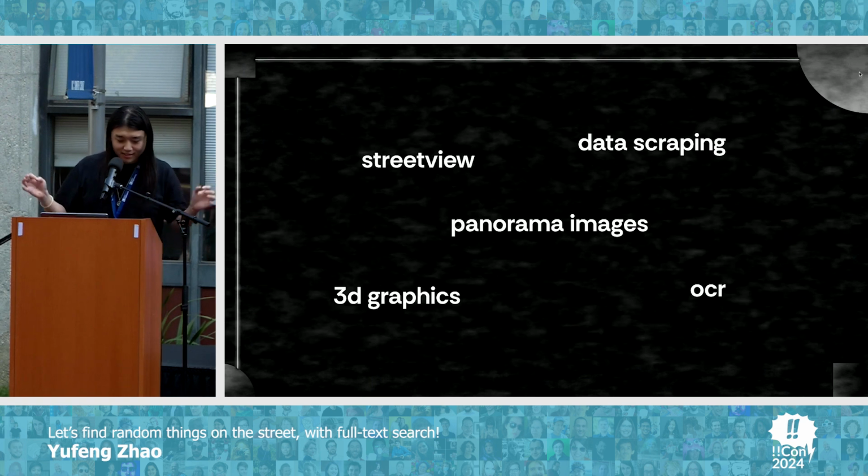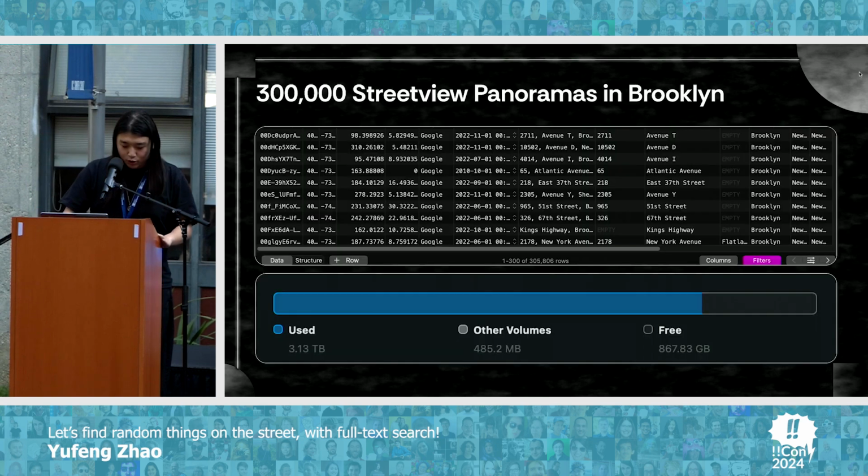How did I do this? It's an intersection of all the things that I'm interested in. Shortly after I realized I can download all the street views from Google with a hidden API thing that they had to open to the public because everyone can access Google Street View. I immediately downloaded 300,000 Street Views around where I live, which is Brooklyn.